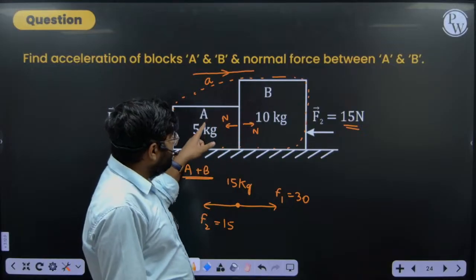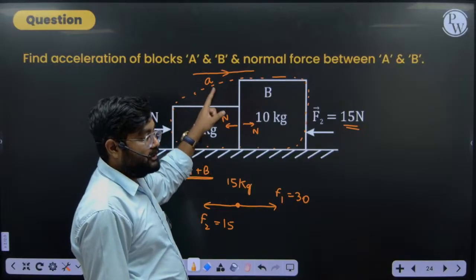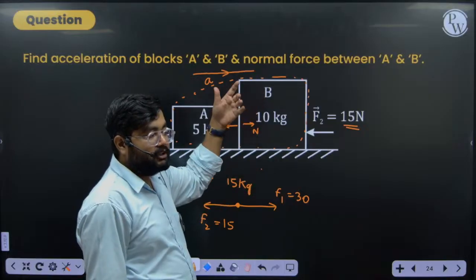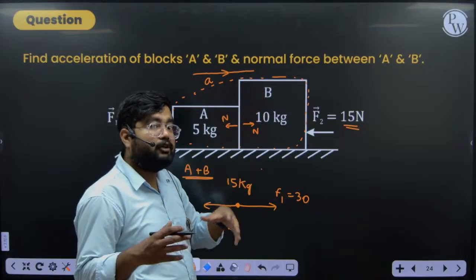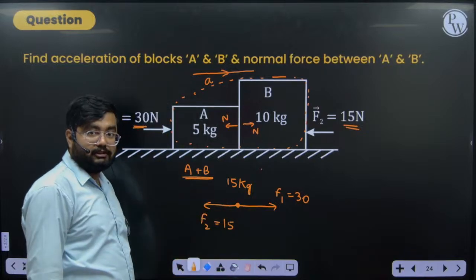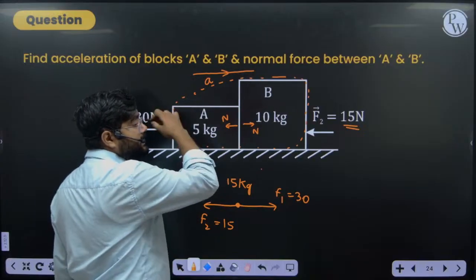Another thing, mg will be 50. It will be balanced by a normal here, 50. Mg here is 100, another normal here 100. Those are already balanced. Those are not of any importance to us. That is why we have not drawn those forces. What is important are the forces in this direction.